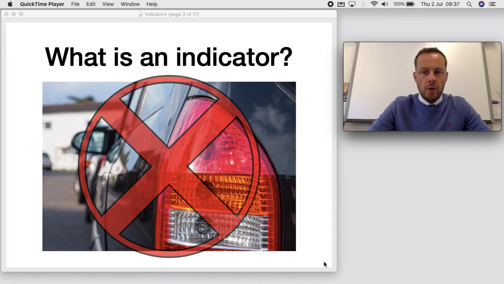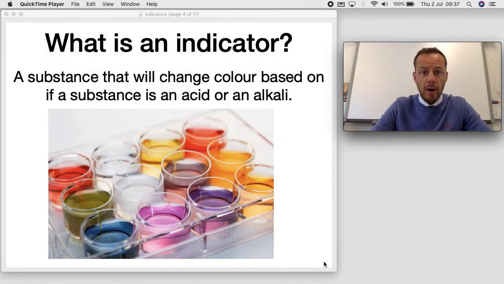Now, often when we talk about indicators, this is the first thing that people imagine. We are not talking about the indicators on cars. What we are looking at is an indicator in chemistry. An indicator in chemistry is a substance that will change colour based on whether it is in contact with an acid, a neutral solution, or an alkali. I'm sure you've all done this before, and if you did the experiment on Thursday, you will have made your own indicator with red cabbage and seen how that changed colour.